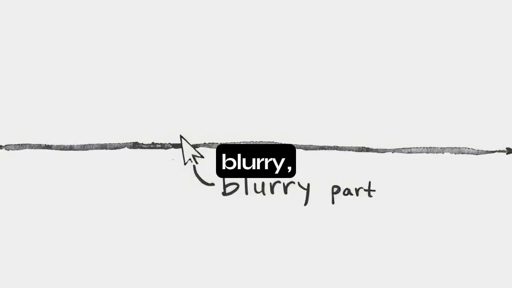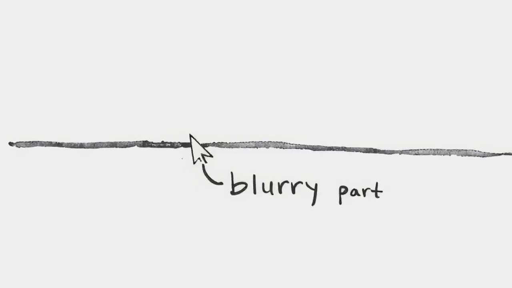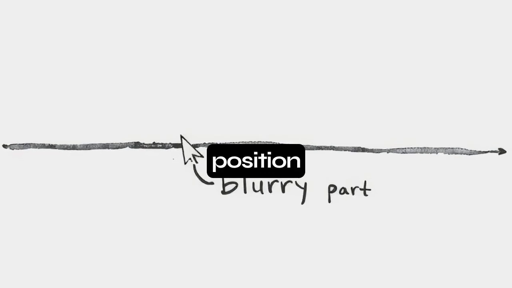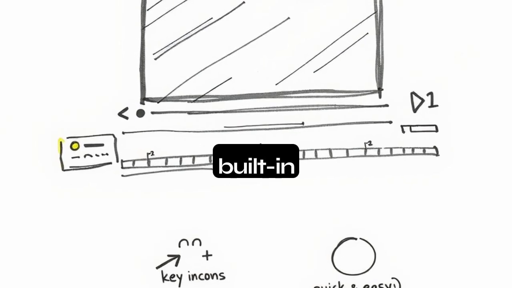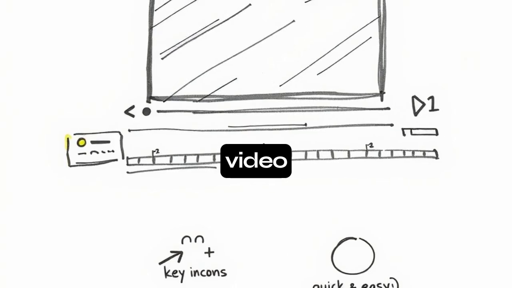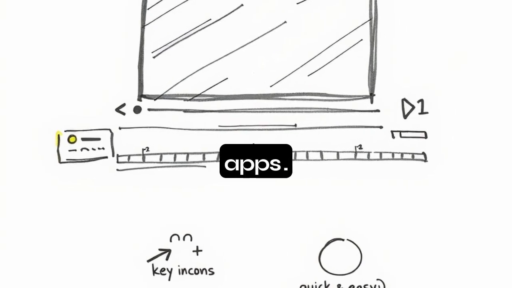If your whole clip is blurry, keep the playhead at the start. If it's only a part, position it around that section on the timeline. Next, we'll use CapCut's built-in tools to sharpen and clean up the video. No plugins, no extra apps.